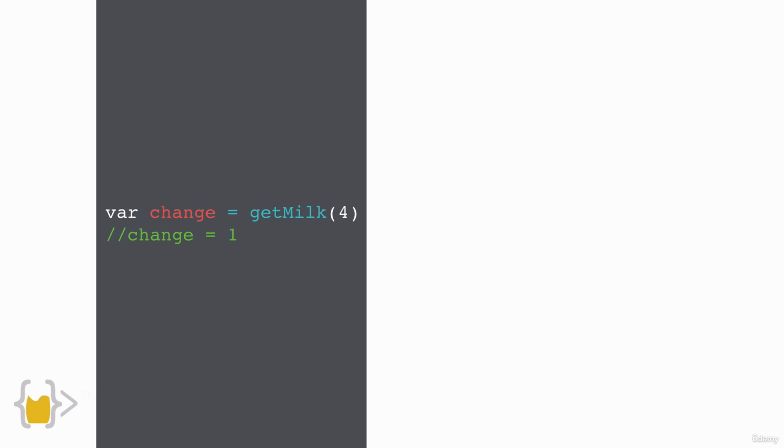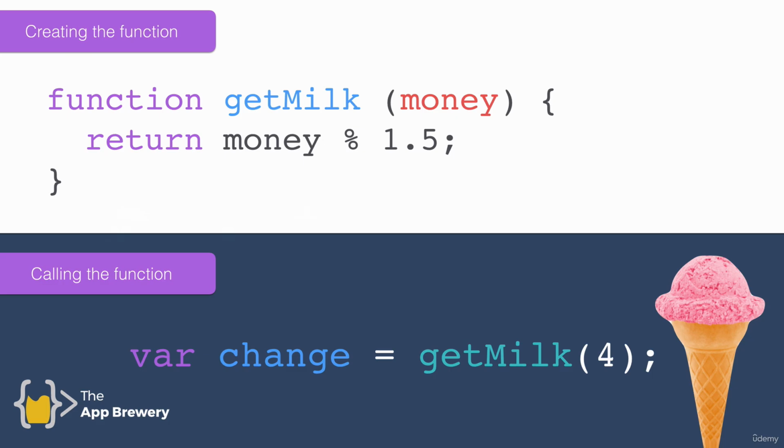Because remember, each bottle of milk costs 1.5, so $4 only gets you 2 bottles of milk, which costs $3, and that gives you a remainder of 1. So now the output of this entire function is equal to 1, and that gets assigned as the value to the variable change. That might take a little bit to sink in, but let's just review creating the function in this third type of functions.